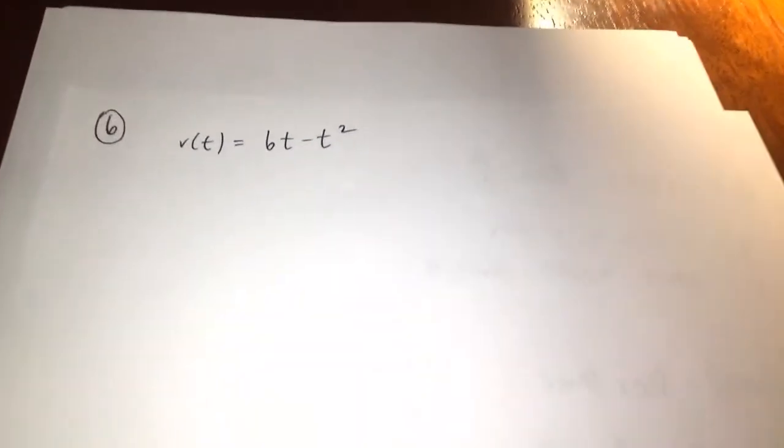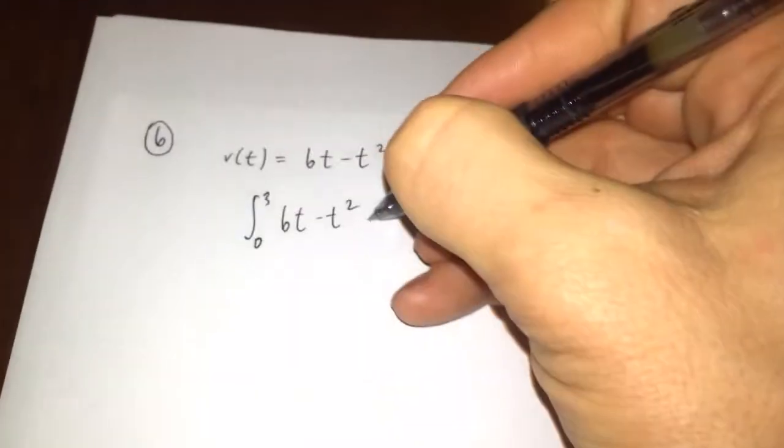And number 6, to find the total distance traveled when they give you the velocity. Well, if we know that the velocity is 6t minus t squared, then the integral of this is the position function. And if we're talking about distance traveled, we need to know the position. So to find the total distance traveled, all you're really doing is just integrating 6t minus t squared from time 0 to time 3.